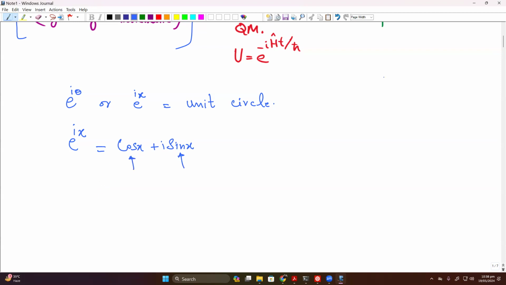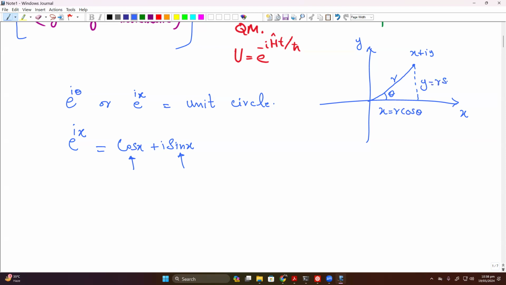And if I take a complex number, for example x plus i y, and if this is making an angle theta and this radius is r, we know from the previous lectures that x is equal to r cos theta, and y is equal to r sine theta. So this is x and this is y.